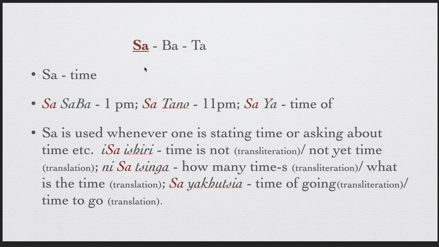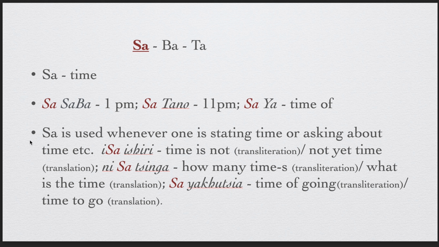So the first syllable is sa. Sa literally means time in Luyah. So for instance, if I say sa saba, that is 1 p.m. If I say sa tano, that's 11 p.m. Sa ye means time off. Sa ya, time off. Sa ye, yesa, yesu. Do you think this is where Yesu comes from? I don't know. That's for later.